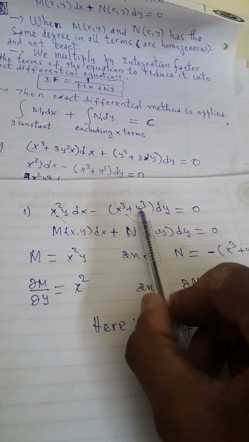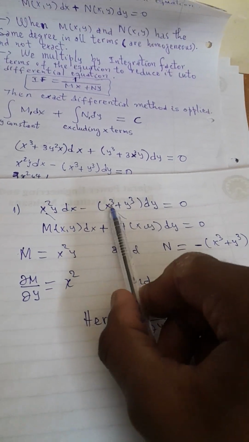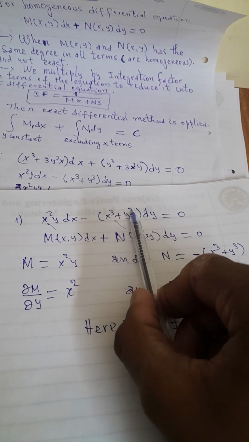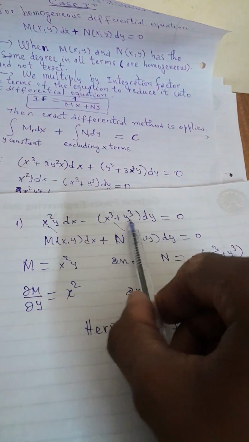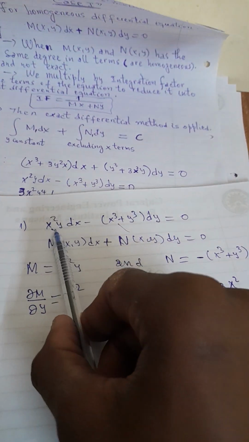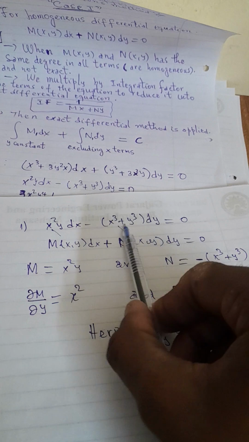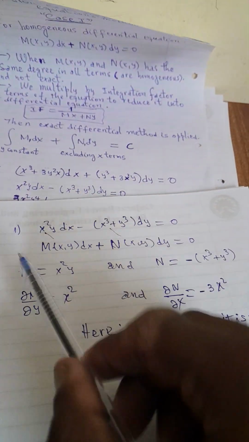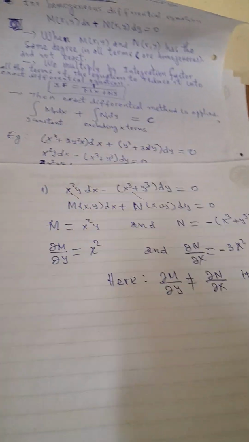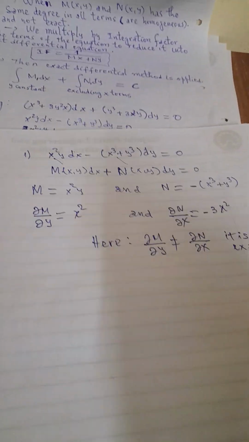Nice. Now check here the degree. What will be the degree here? x to the power 3 and y to the power 3. So all the terms of this equation have the same degree, and the degree is 3. It means that this function is homogeneous. These polynomials are homogeneous directly. So if this is homogeneous, now we can apply the method.